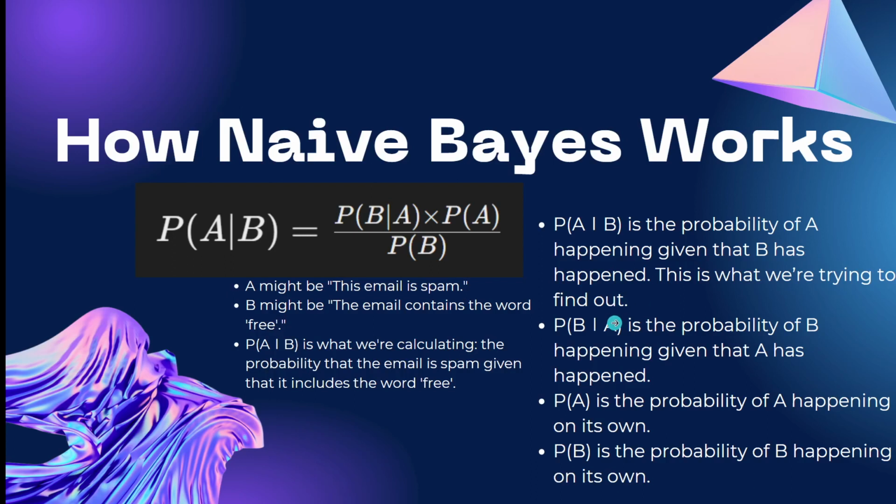I'm also using P(B|A), which is the probability of B happening given that A has happened. P(A) is the probability of A happening on its own, and P(B) is the probability of B happening on its own. So we are multiplying P(B|A) with P(A), and dividing it by P(B). This is the Bayes theorem that gives us P(A|B).